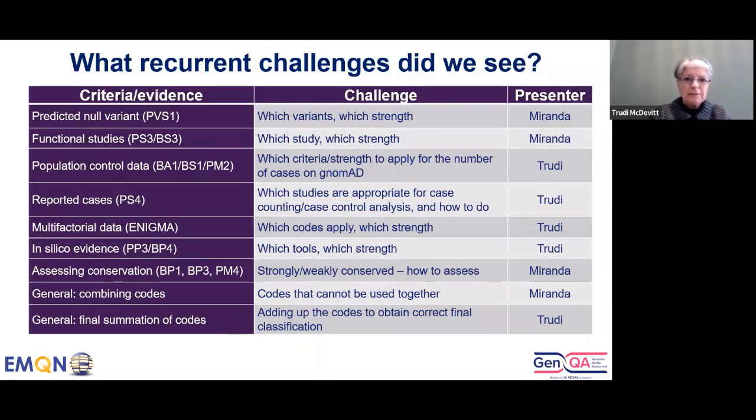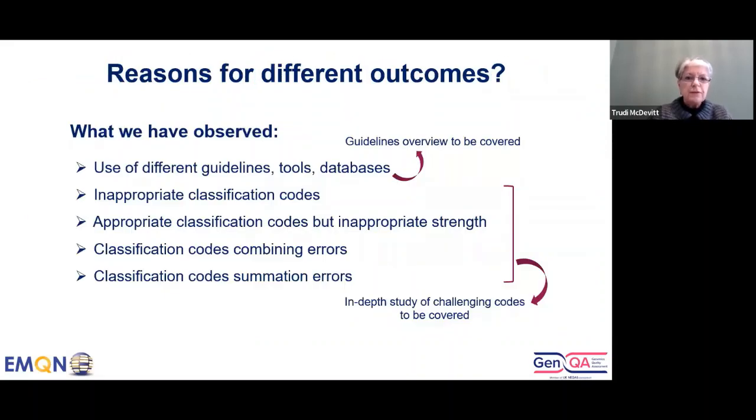So next slide, please. So, reasons for the different outcomes. Well, it's due to different guidelines being used, different tools and databases being referred to, inappropriate classification codes, appropriate classification codes but inappropriate strength, and then combining errors and final summation errors. So next slide, please.